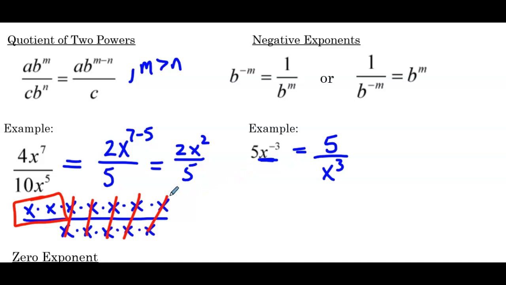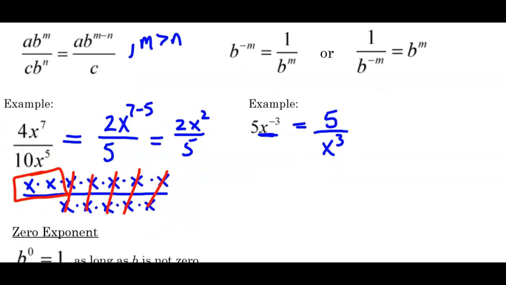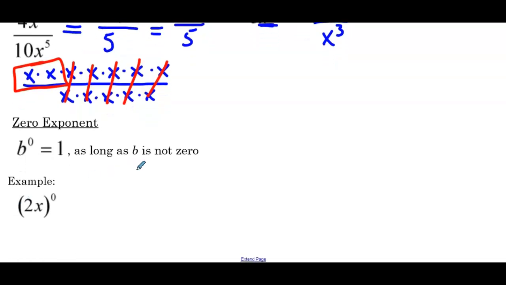Okay, and we can show this with a similar argument here, right? If we have negative value in the numerator, that means there was more terms in the denominator than there was in the numerator, right? So those terms would stay in the denominator instead as positive exponents, okay? And our last rule is the 0 exponent. So b raised to the 0 power is equal to 1 as long as b is not 0.